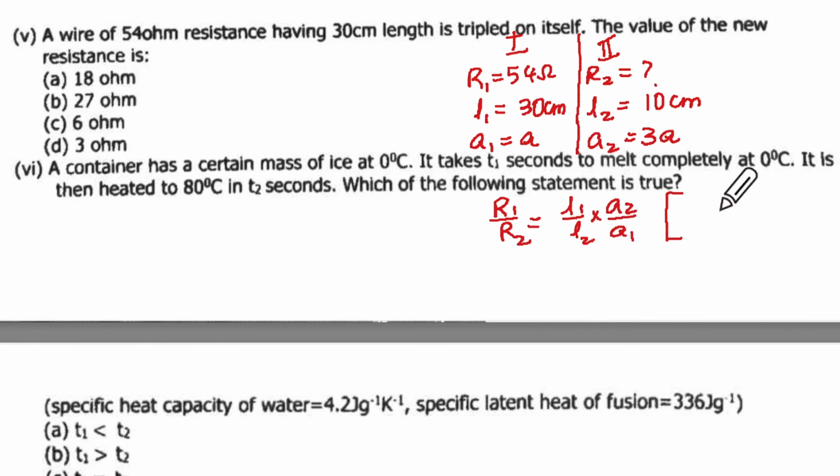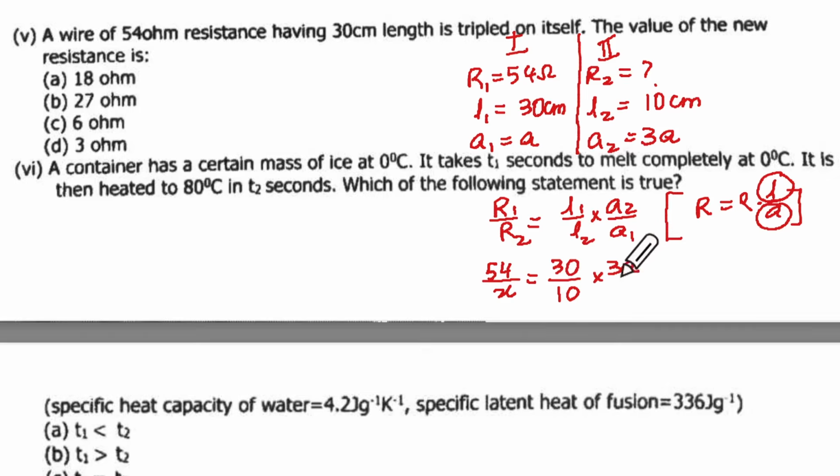Now this you have to know because resistance is equal to rho into L upon A. You have to know this by heart. So it is directly proportional to length and inversely proportional to area of cross section. You understood this part, right? So 54 upon X is equal to 30 upon 10 into 3A upon A. So X is equal to, X comes here and 9 goes there. So 54 upon 9 means how much?